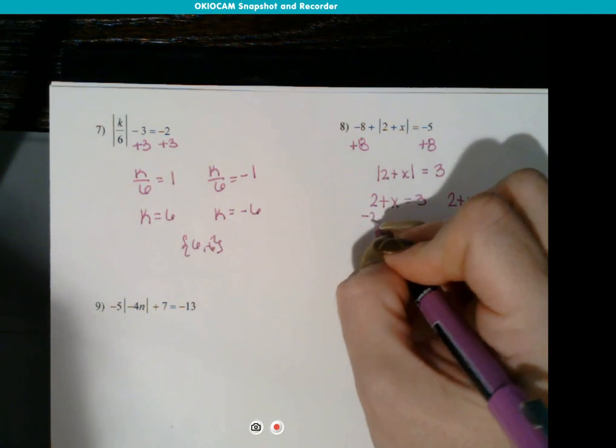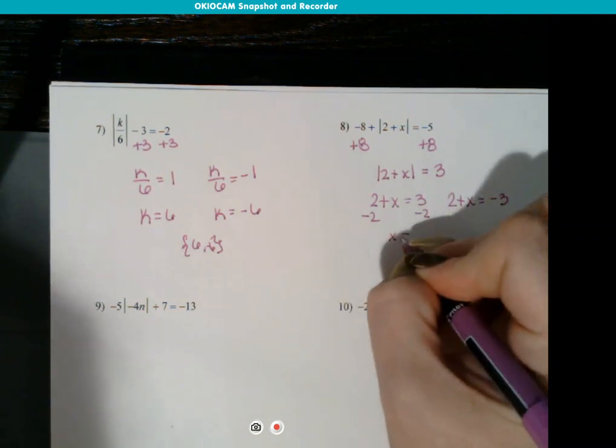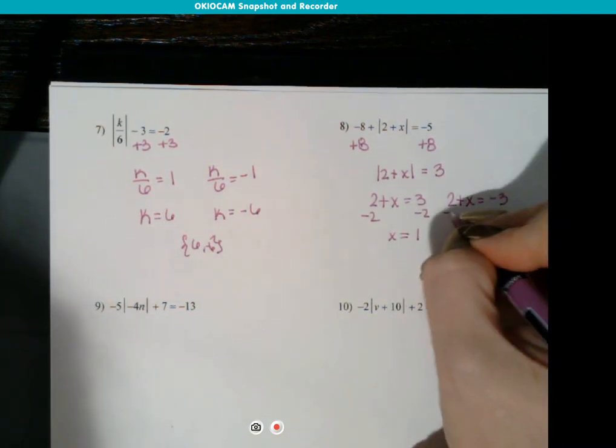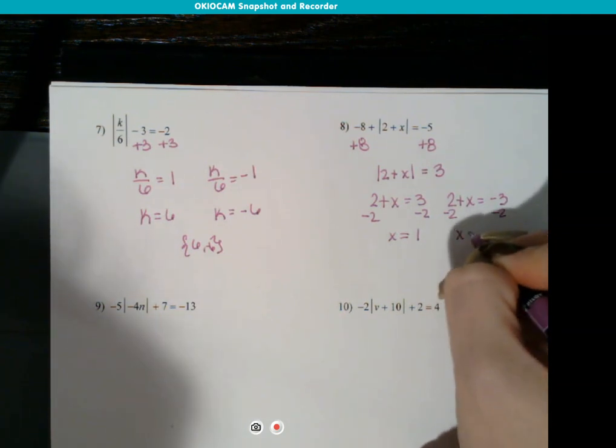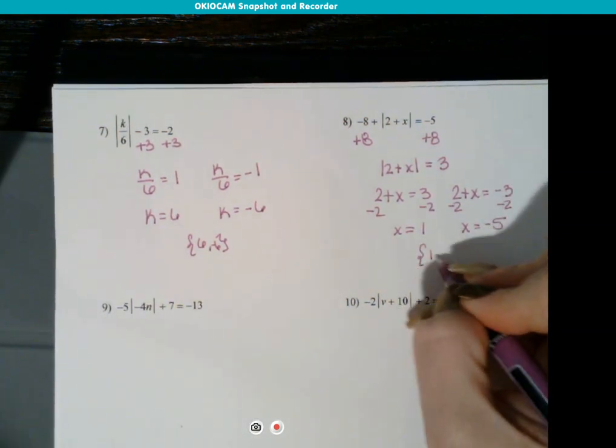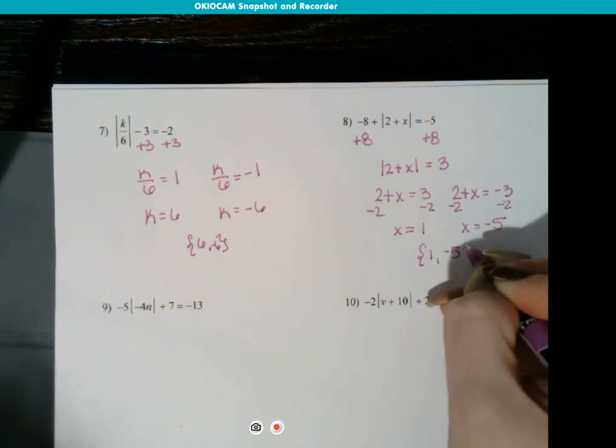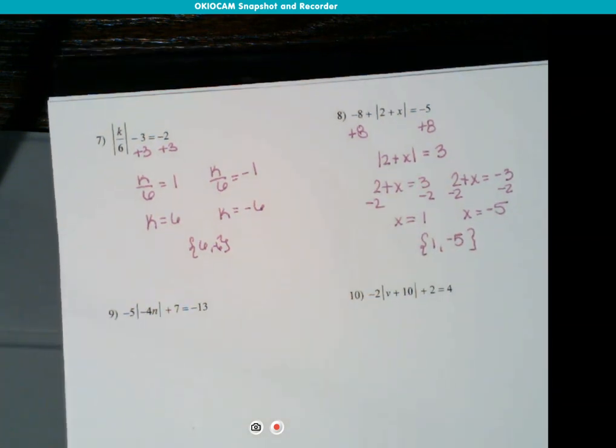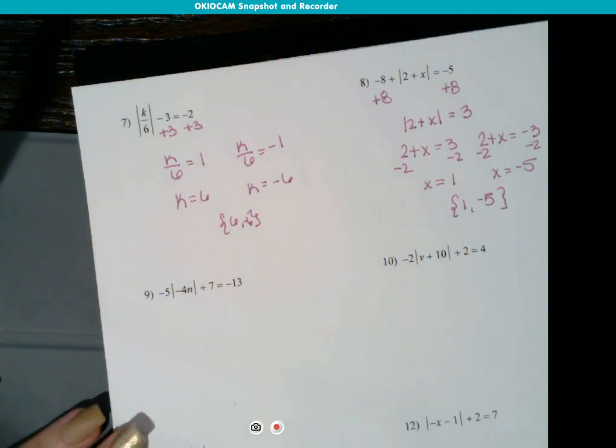And then I say minus 2. And so x equals 3 minus 2 is 1. Minus 2 again, and x equals negative 5. Okay? So then my answers are 1 and negative 5. These are two different answers, not a point. This is not a point, so it's two different answers.